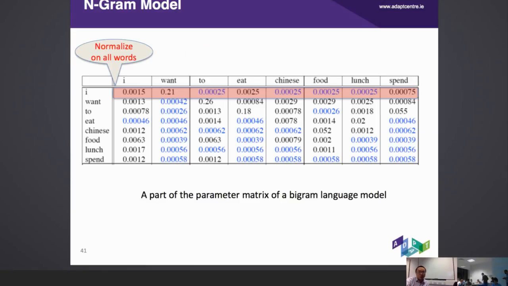For example, the previous word is I. All the probabilities of the current word are represented in this row. We can see there should be a normalization in this row, so all the probabilities in this row should sum to 1.